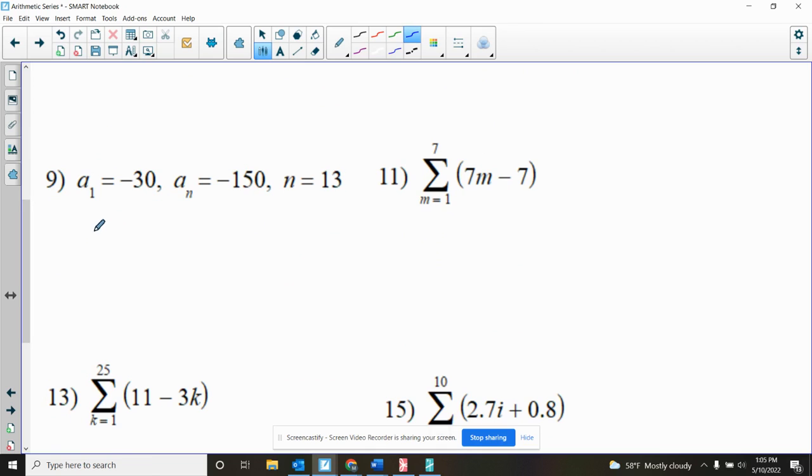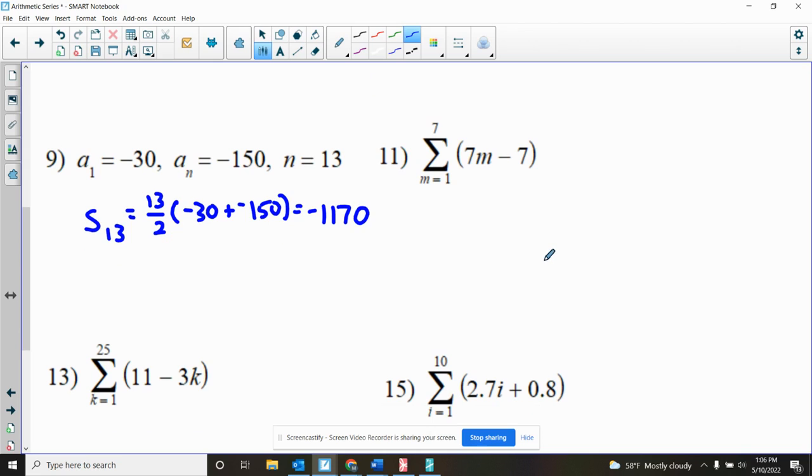Next up, same deal. So the sum this time of the first 13 terms. 13 over 2. First term plus last term. Put this all together. 13 over 2, negative 30 plus negative 150 should take us to negative 1,170.